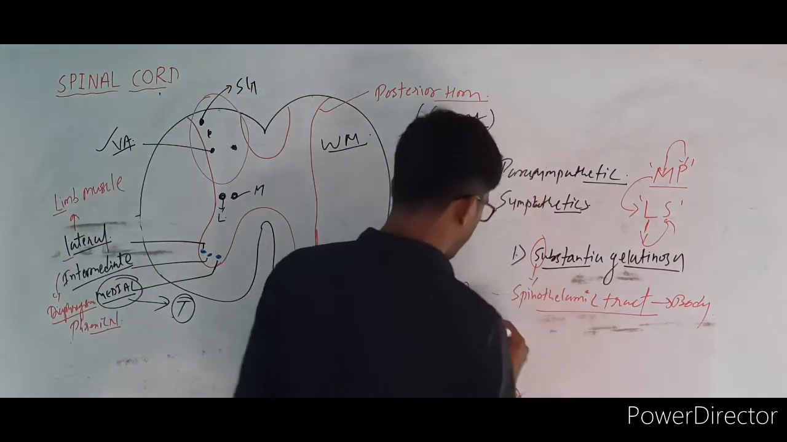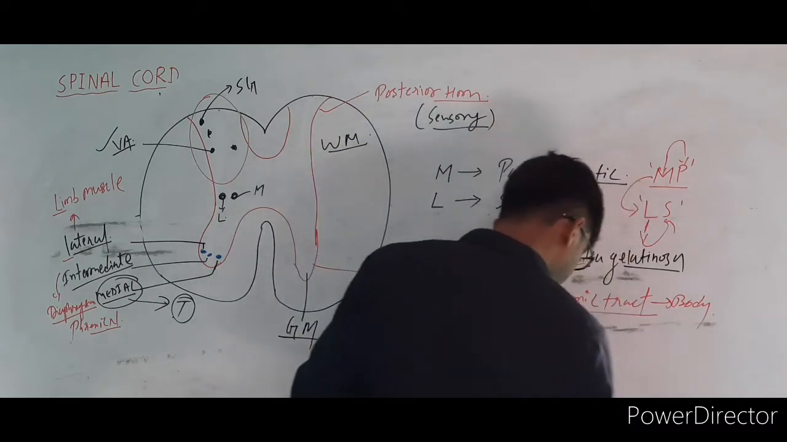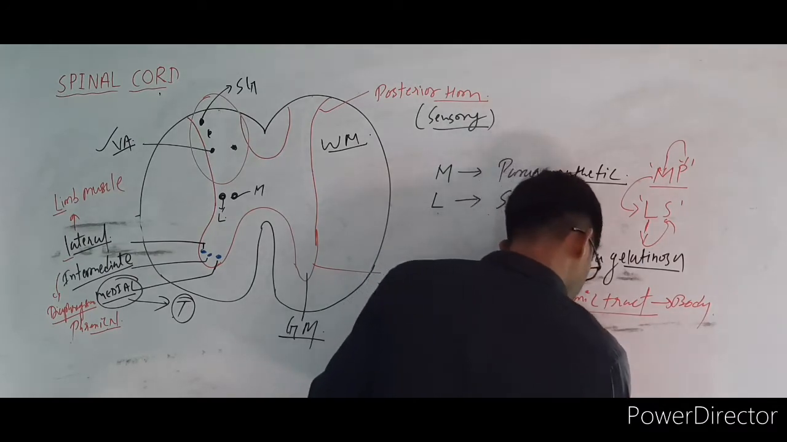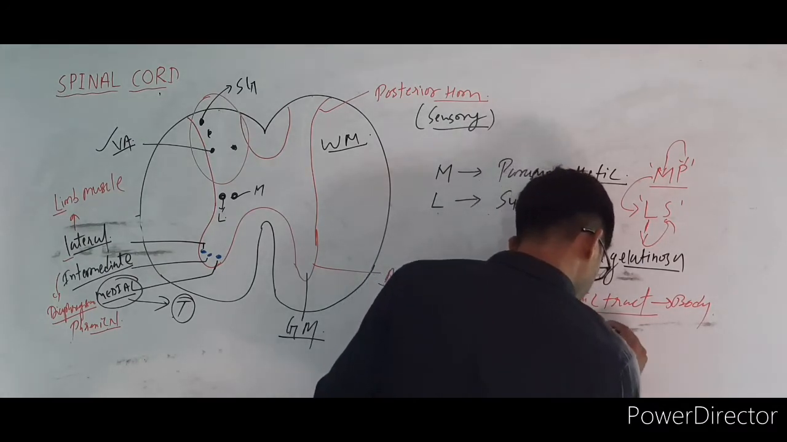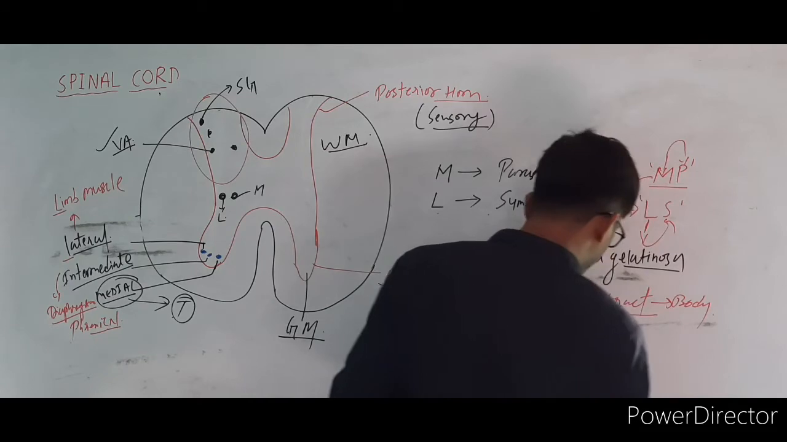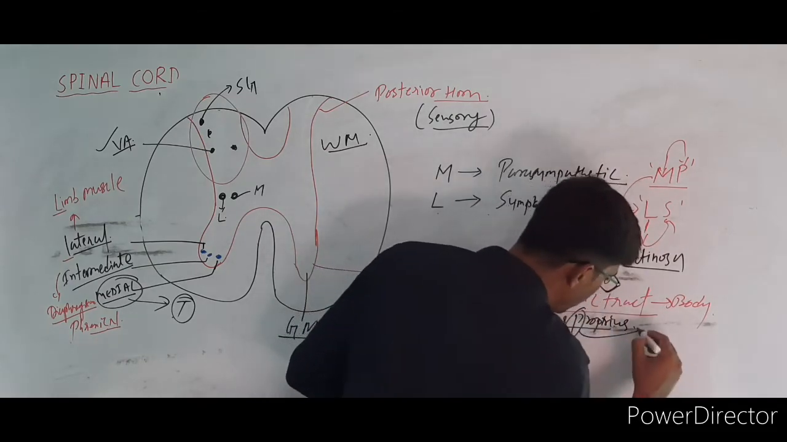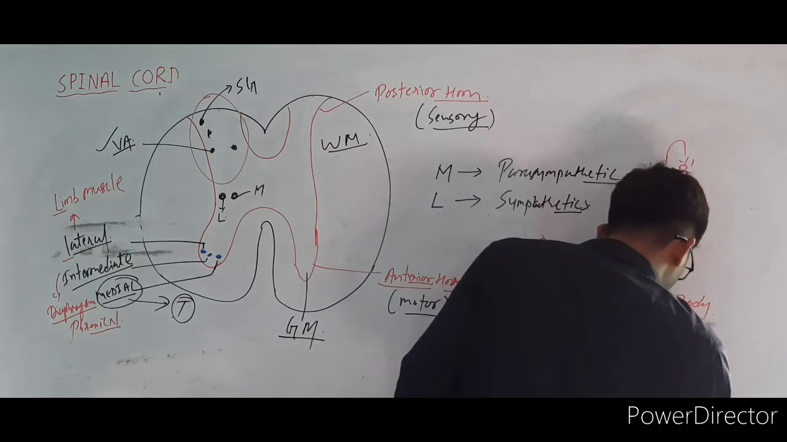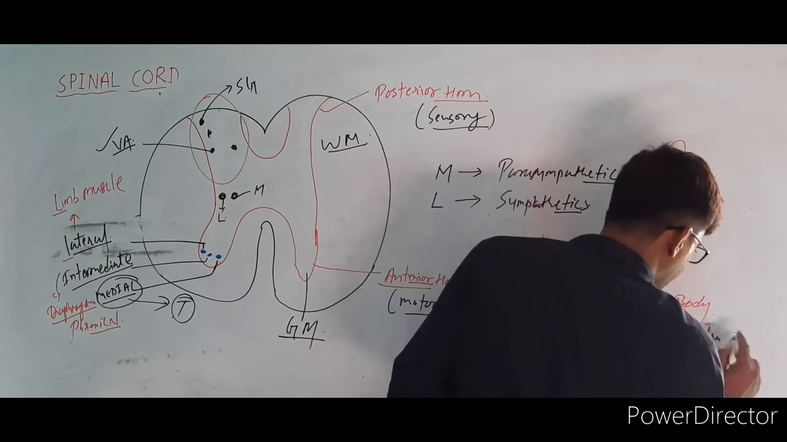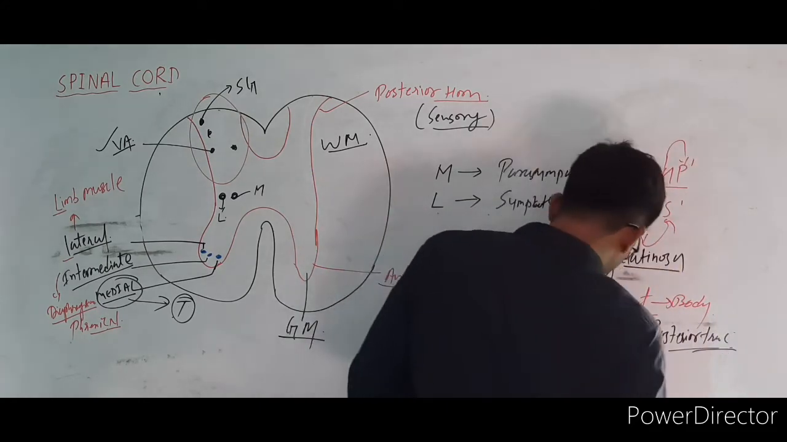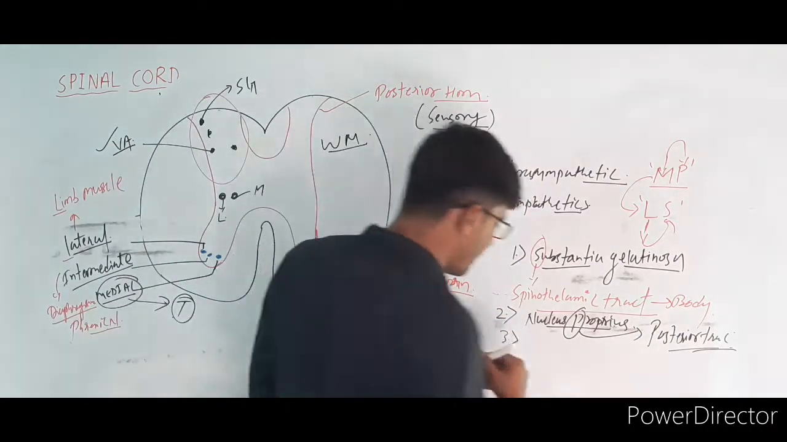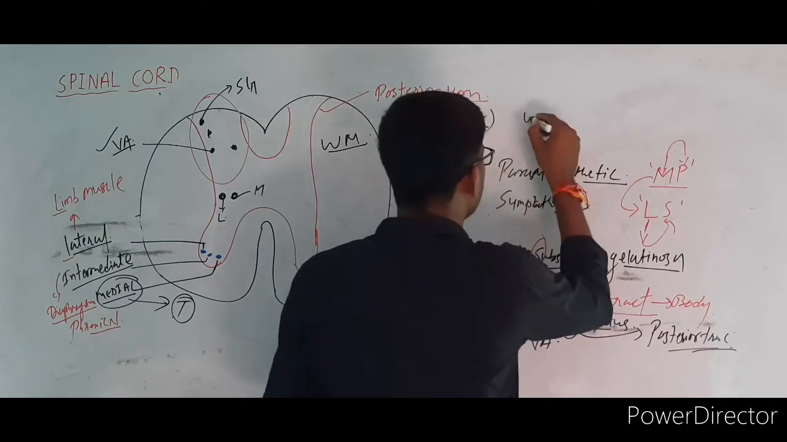The second thing is the nucleus proprius. You remember it from P: P means posterior tract. So this is for the posterior tract. And the third nucleus is for VA, visceral afferent.